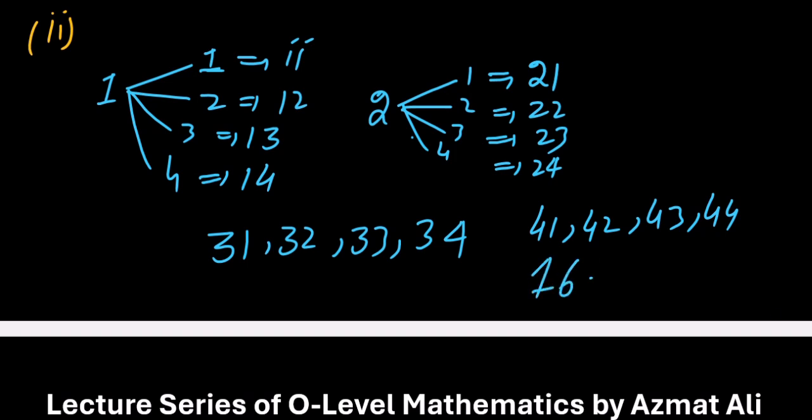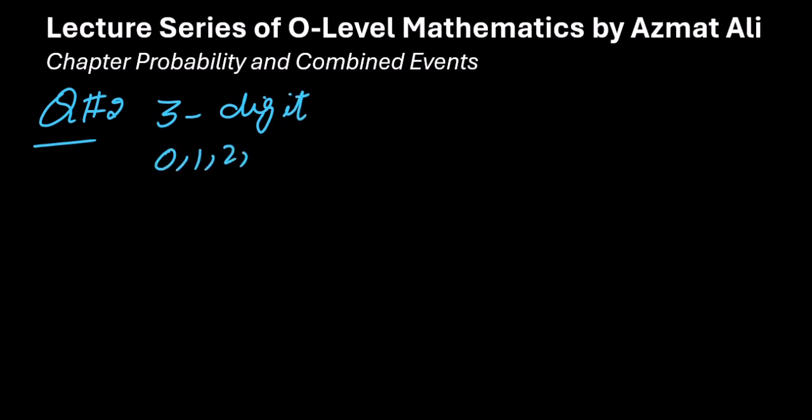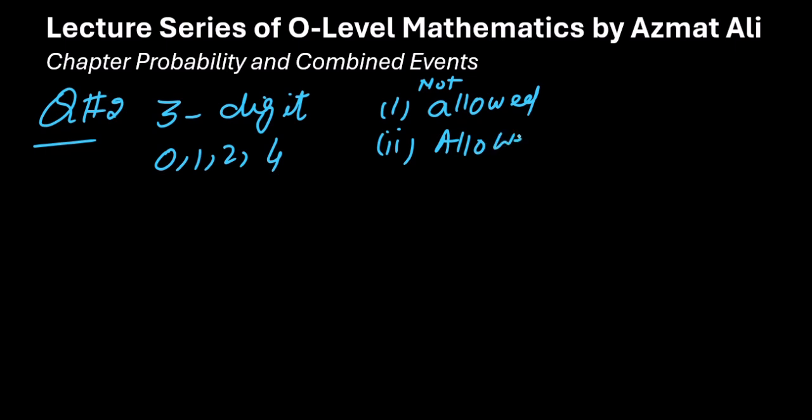Now let us make another, more complicated example. Now I have to make a 3-digit number. Given digits are 0, 1, 2, 4. Case 1, repetition is not allowed. Case 2, repetition of digit is allowed. Now we have to find all of the numbers that you can form here.